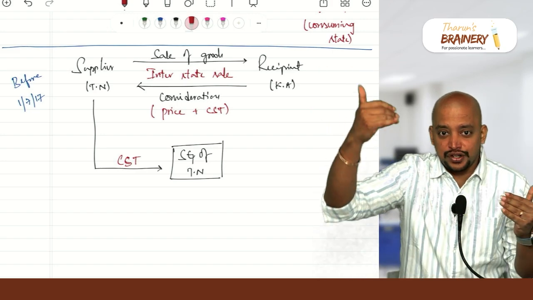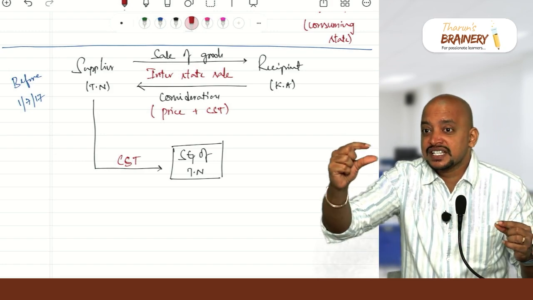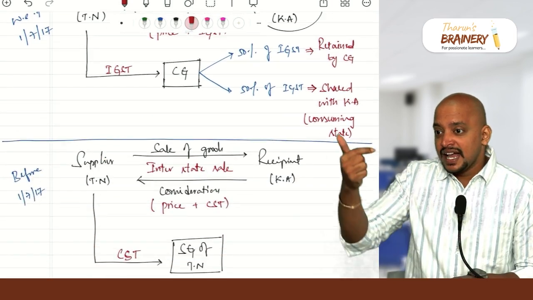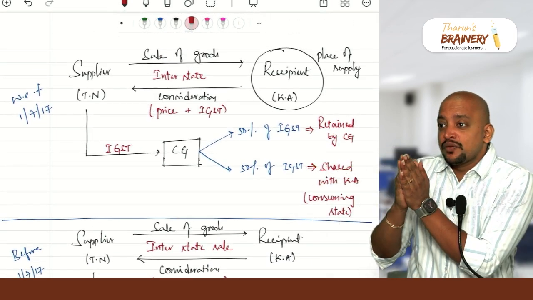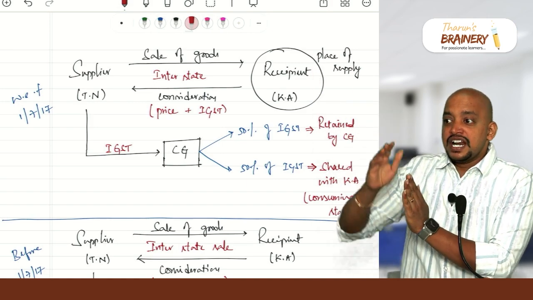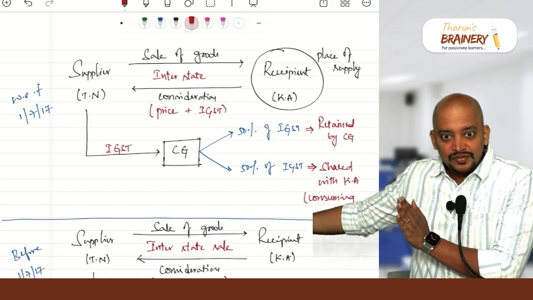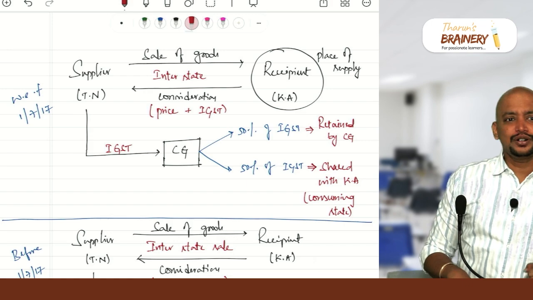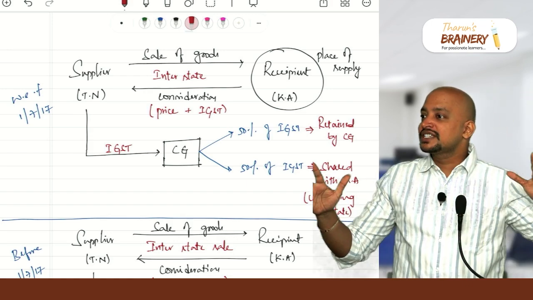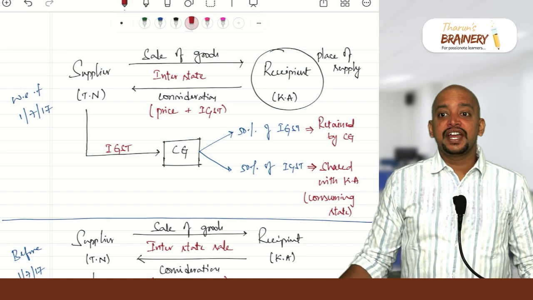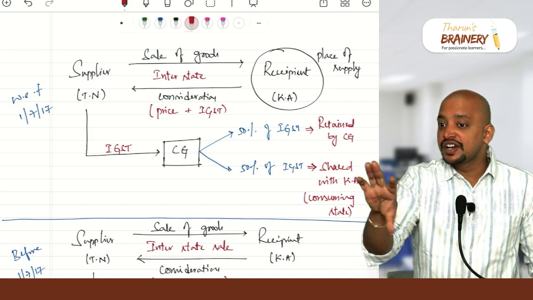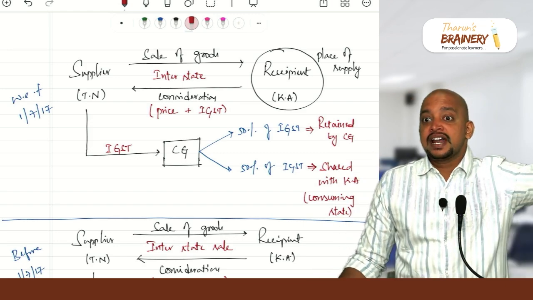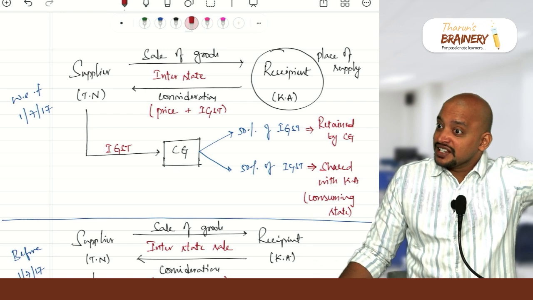Now what happened? With effect from 1/7/2017, in the place of CST we have IGST. Correct. In that IGST, 50% was taken by the central government, and the remaining 50% was taken by Karnataka, the consuming state. Then Tamil Nadu is not getting any revenue. You got it? So all producing states will have this issue. That's why many producing states did not agree to the implementation of GST. Tamil Nadu is a producing state, Maharashtra is a producing state, even Gujarat is a producing state.